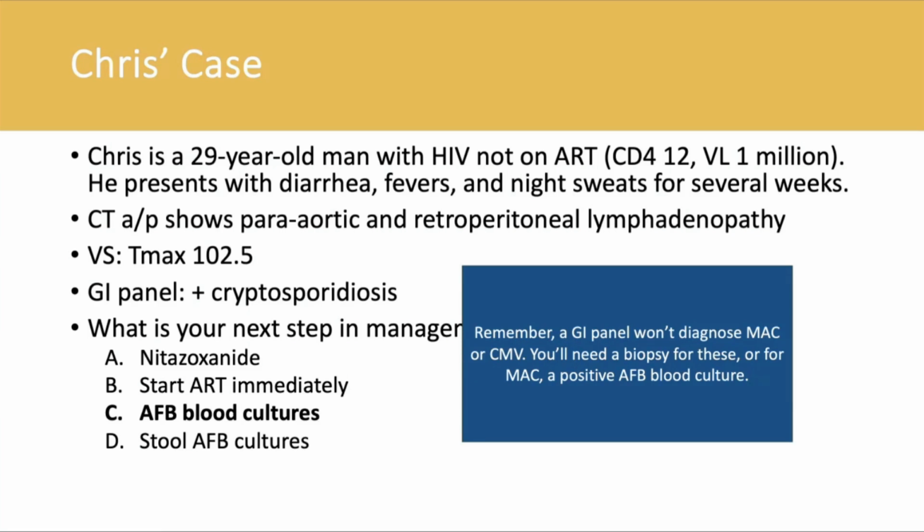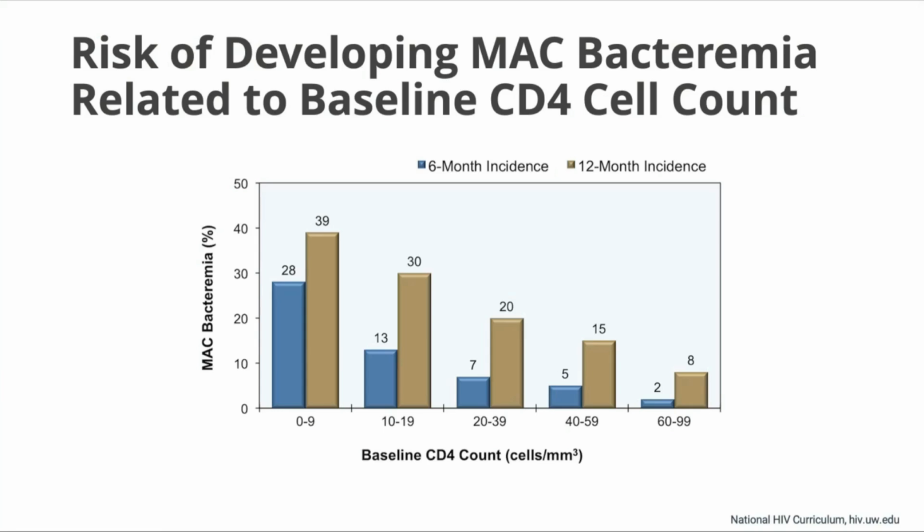So you guys are right. You can't just hang your hat on that. You've got to go further with more workup. This one shows the blue bars are 6-month incidence and the gold bars are 12-month incidence of MAC related to baseline CD4 count. The big thing is that when your CD4 count is less than 10, about a third of people are getting MAC or more in a year. And really anyone below a CD4 count of 40 or 50 has a pretty high prevalence of MAC in that population.